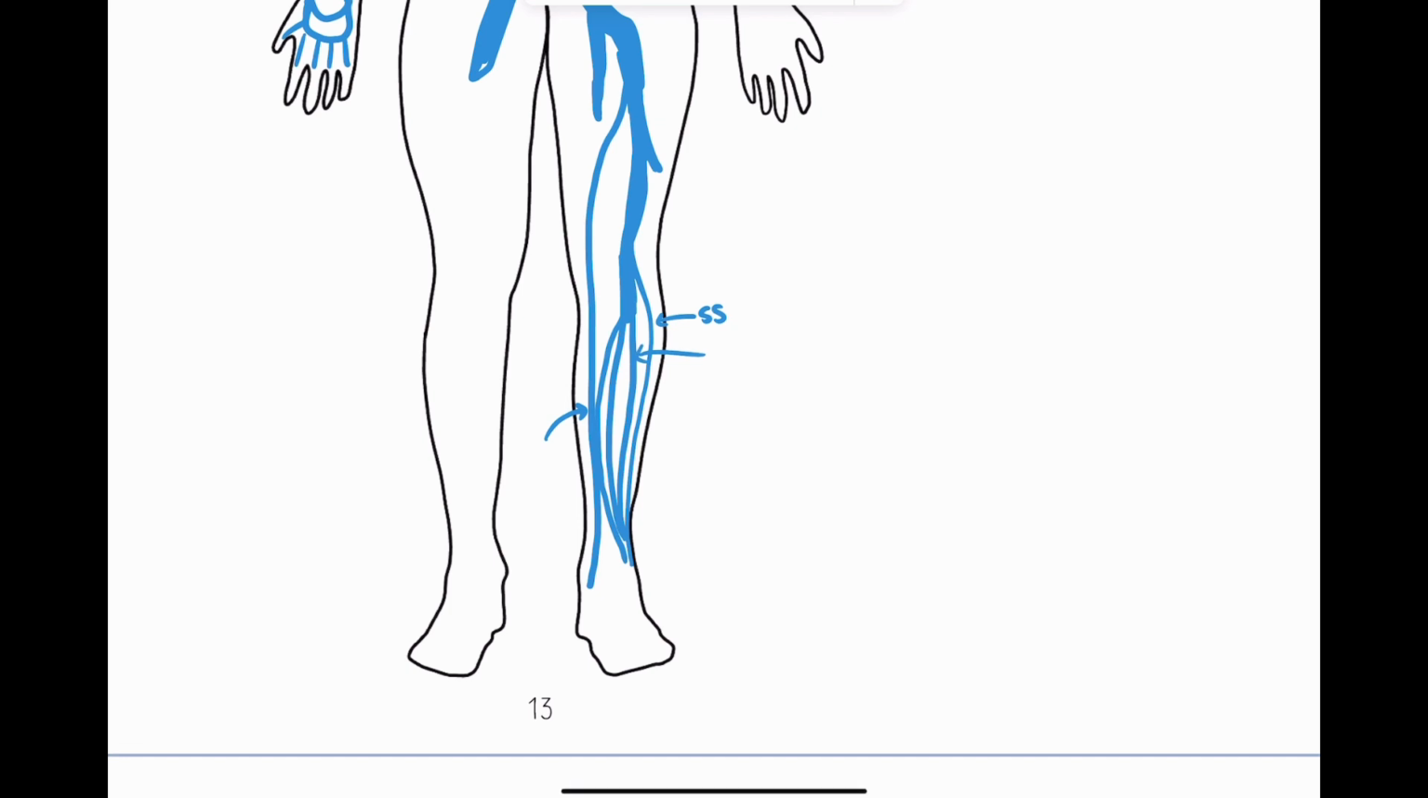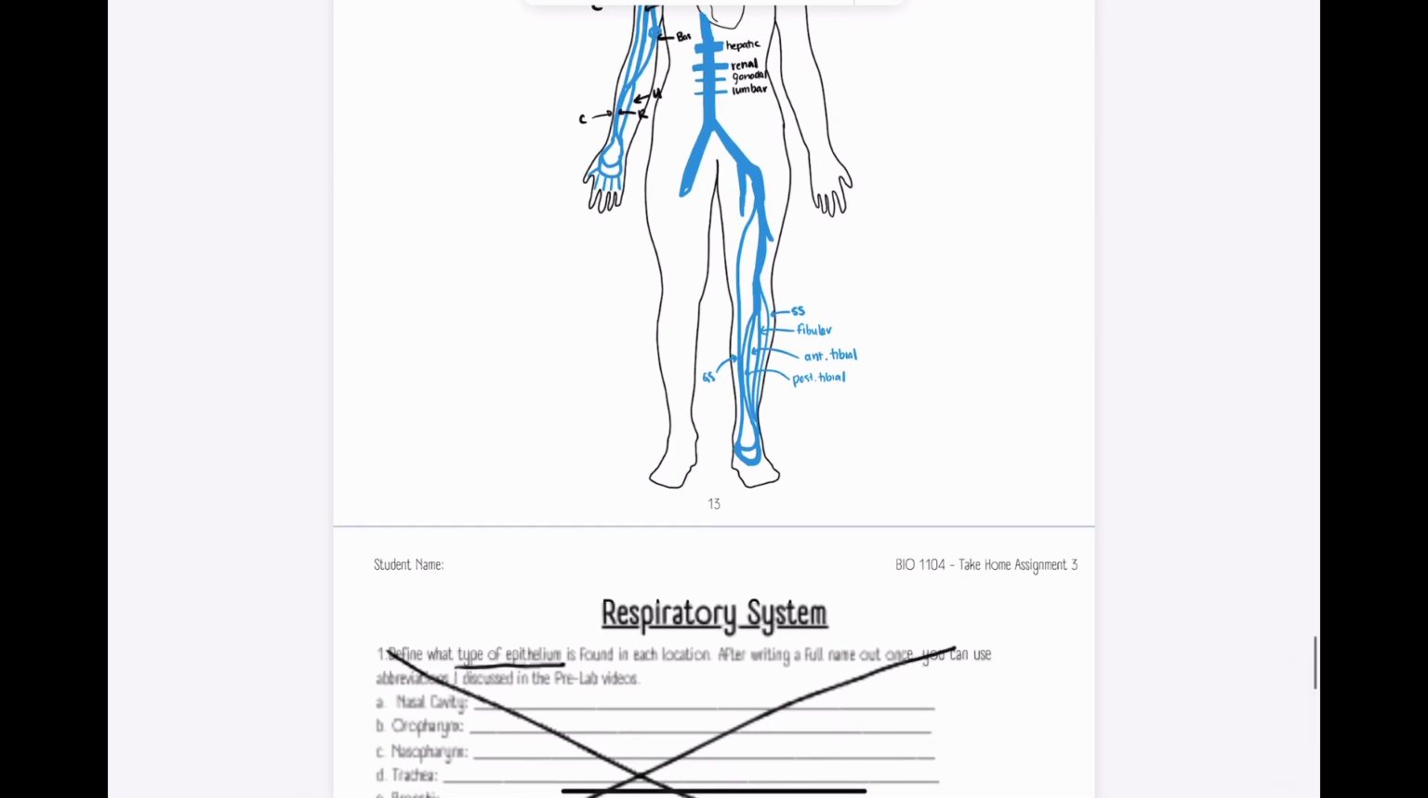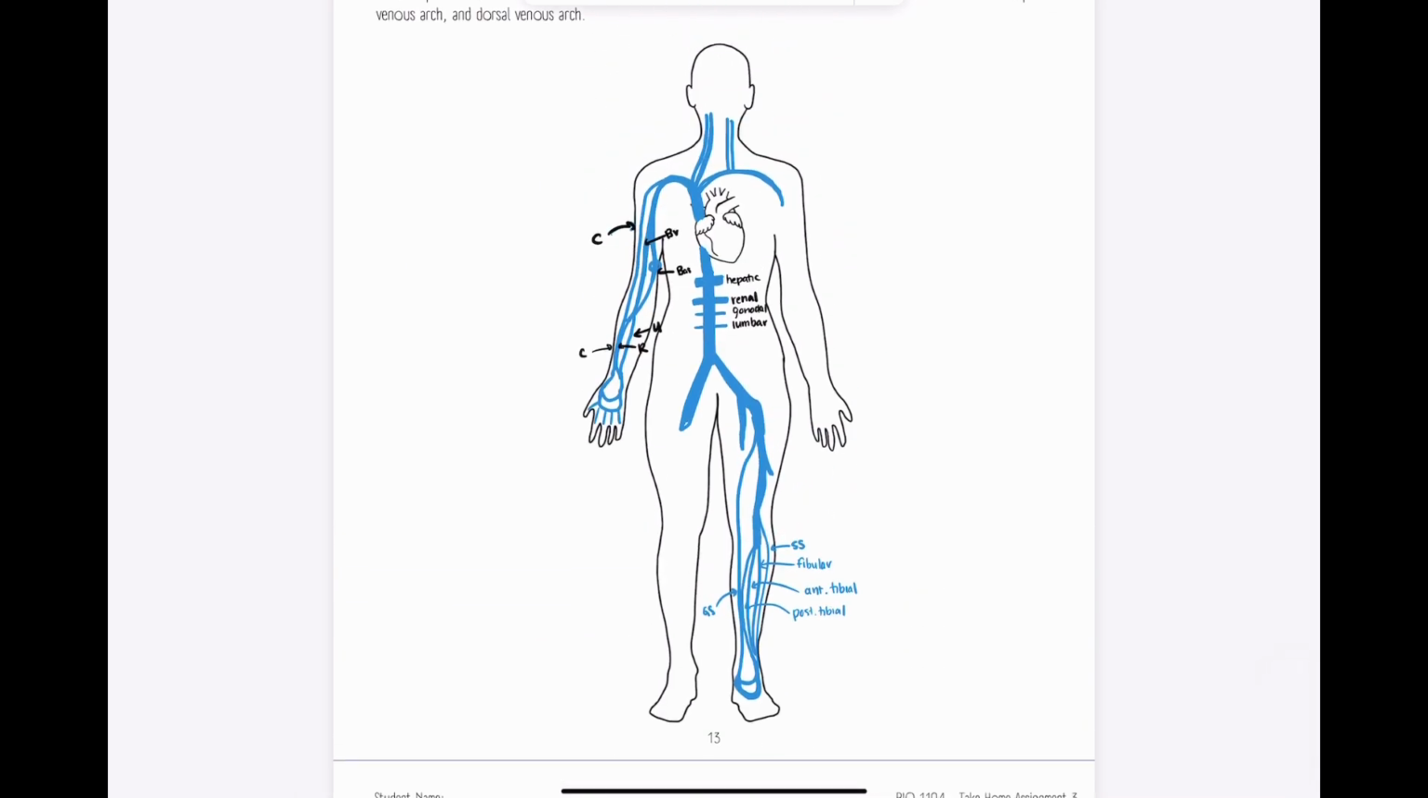But going from lateral, that would be our fibular vein. We then have our anterior tibial vein and our posterior tibial vein. And right, this is our great saphenous. They're all going to come together into that arch, into our dorsal venous arches, and our plantar arch. The plantar arch is going to be on the bottom of the foot. The dorsal venous arch is going to be on the top of the foot. So those are all our veins. We'll be going through more of this in lab, but this is just to help supplement that.